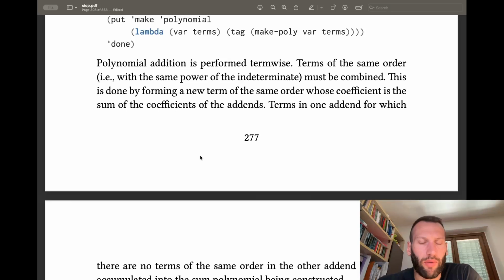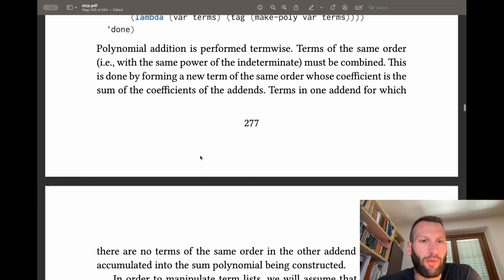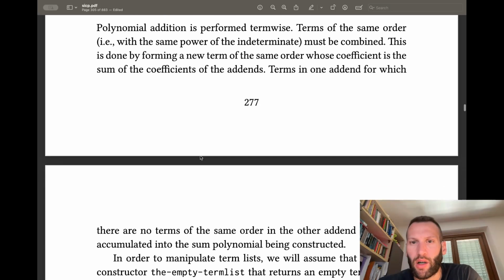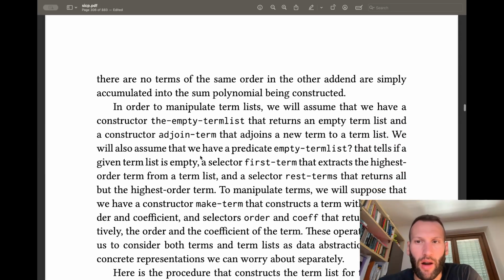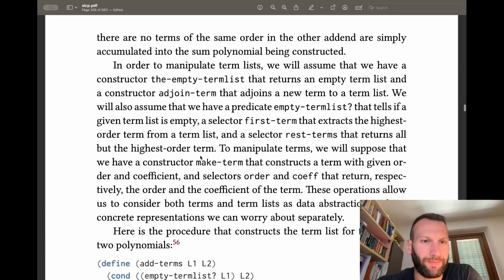Polynomial addition is performed term-wise. Terms of the same order, so with the same power of the indeterminate, must be combined. This is done by forming a new term of the same order whose coefficient is the sum of the coefficients of the addends. Terms in one addend for which there are no terms of the same order in the other addend are simply accumulated into the sum polynomial being constructed.